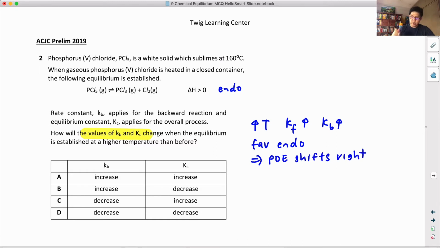Okay, so when it shifts right, it implies Kc would have to increase. Which means Kb will increase and Kc also increases. All right, so which means the answer is A. All right, okay, let's try the next question.